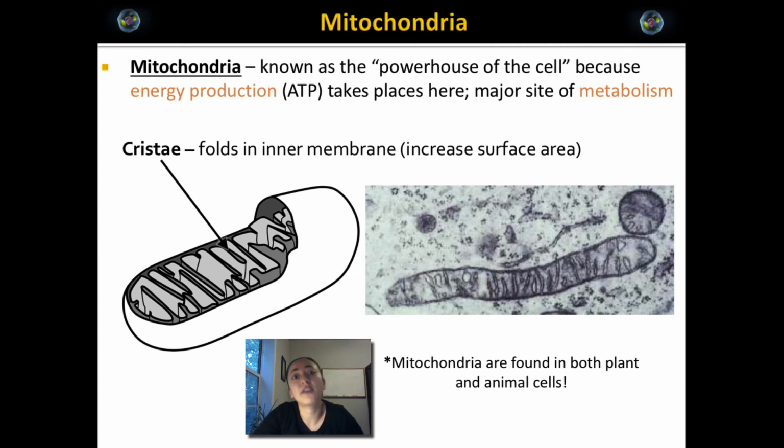No grana are found in the mitochondria. And again, both these structures are going to increase the surface area. So now we have more surface area for ATP to be produced. Also, once again, remember, both plants and animals have mitochondria.